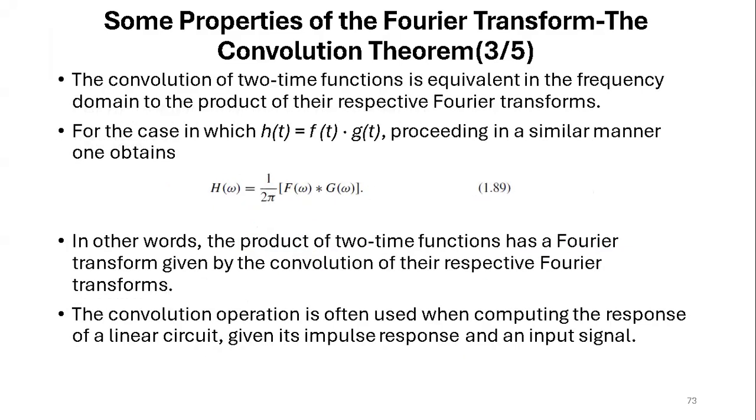The convolution of two time functions corresponds, in the frequency domain, to the product of their respective Fourier transforms. Now, in the other direction, H(omega) is 1 over 2 pi times F(omega) convolved with G(omega). In other words, the product of two time functions has a Fourier transform given by the convolution of the respective Fourier transforms. The convolution operation is often used when computing the response of a linear circuit given its impulse response and input signal.